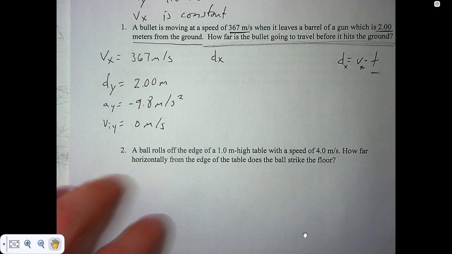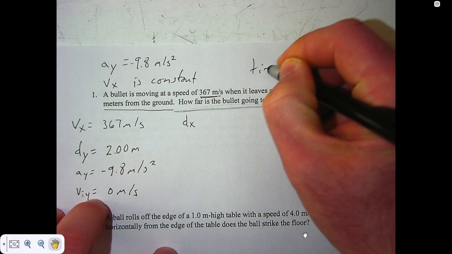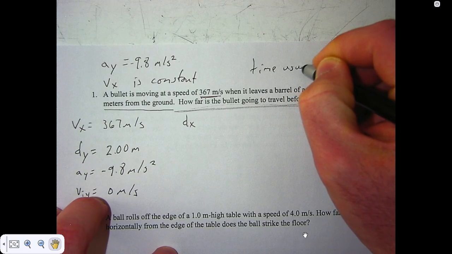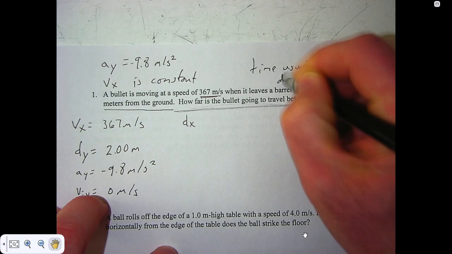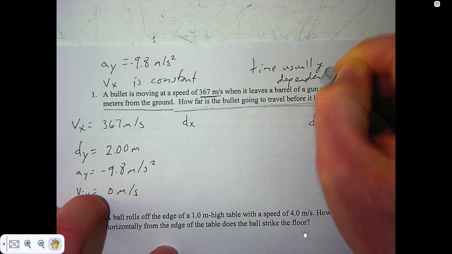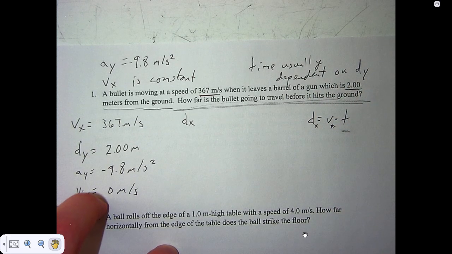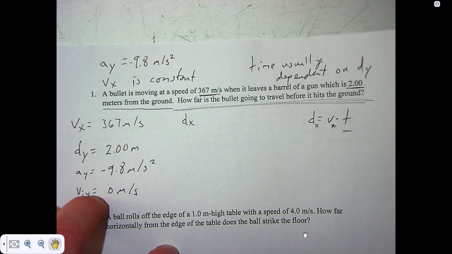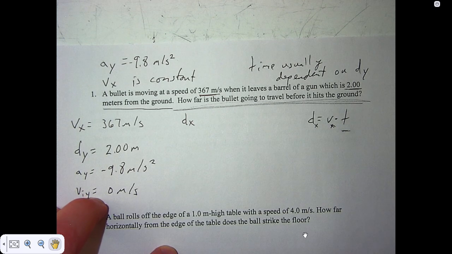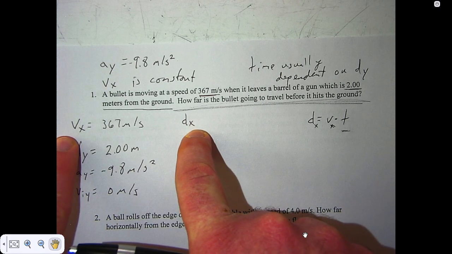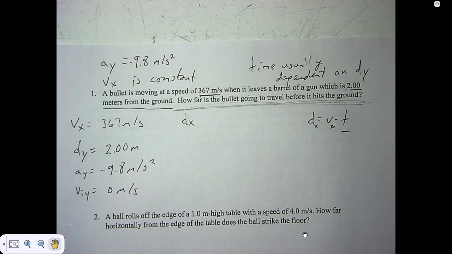So, I'm going to put this up here. Time is usually dependent on dy. There's an exception. If I have the dx and the vx, I can get time. But I don't in this scenario. So, here we go.